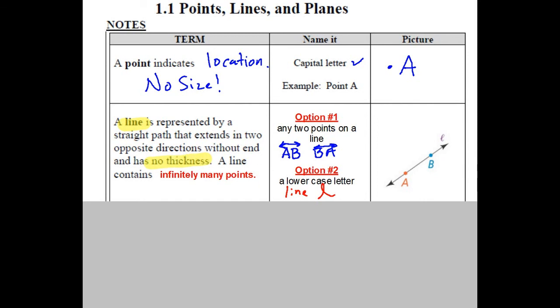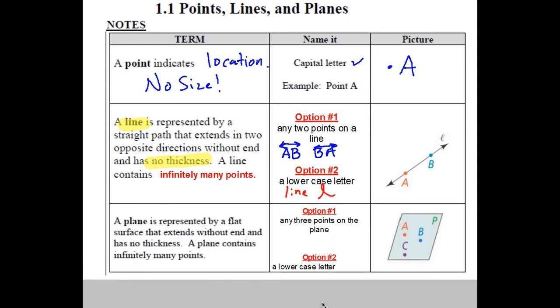Let's move on to the next thing. A plane. A plane is represented by a flat surface that extends without end and has no thickness. So, like a point has no size, a line has no thickness, a plane also has no thickness and it extends forever. A plane contains infinitely many points also. Alright, so here's a plane. It's got points A, B, and C on it.